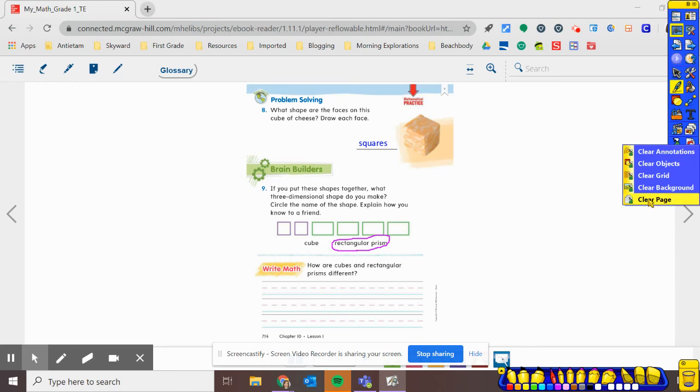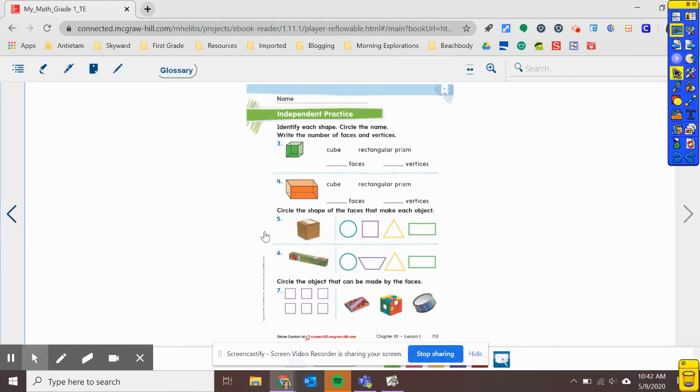All right, let's go back to your independent practice page, and I'm going to explain it to you. So you're going to look at numbers 3 and 4. You're going to circle which shape it is. Is it a cube or a rectangular prism? And then you're going to write how many faces and how many vertices.